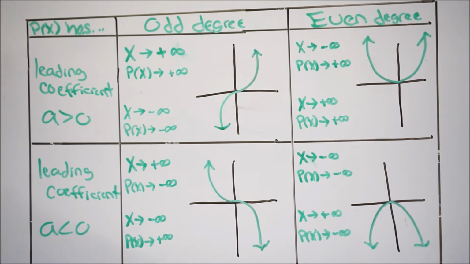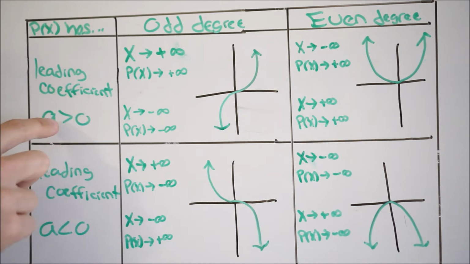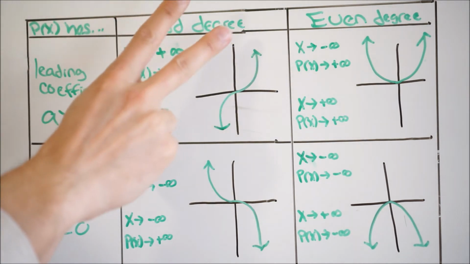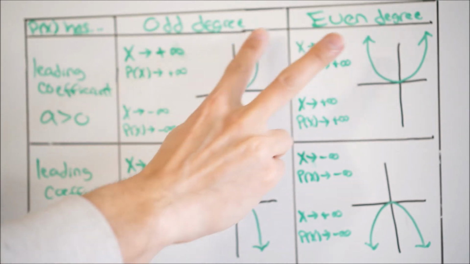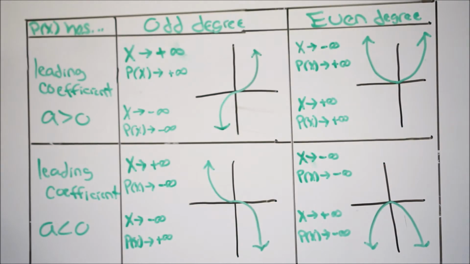Alright. So in this column right here, it says p of x has. Now p of x, we're just talking about any polynomial function. It says if the polynomial function has a leading coefficient greater than 0, then we're going to use this top row here. Then we determine if it has an odd or an even degree, and that will tell us the end behavior. It'll either be this type of graph or this type of graph, or vice versa.